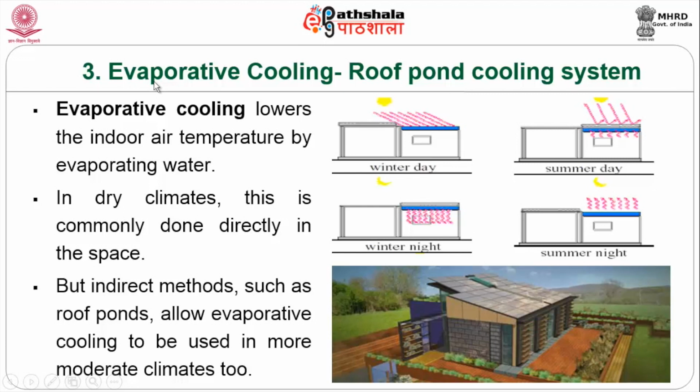Third technique is evaporative cooling, roof pond cooling system. Evaporative cooling lowers the indoor air temperature by evaporating water. Water has a particular thermal mass, and that principle is used in this evaporative roof pond cooling system. In dry climates, this is commonly done directly in space, but indirect methods such as roof ponds allow evaporative cooling to be used in more moderate climates too.